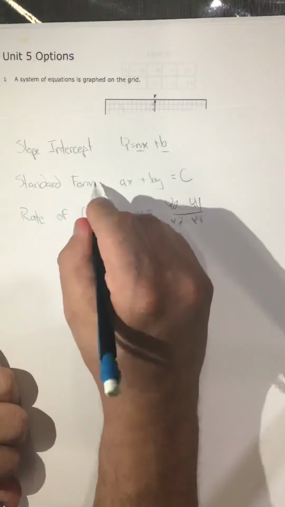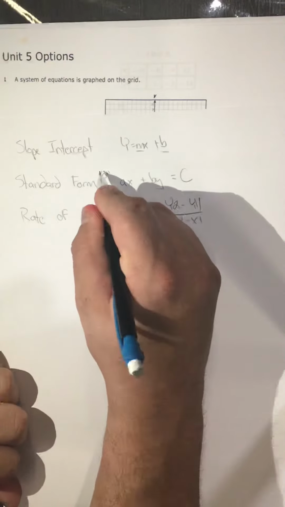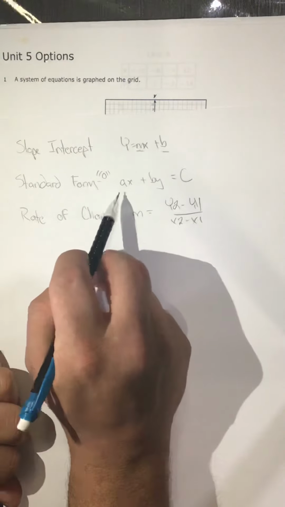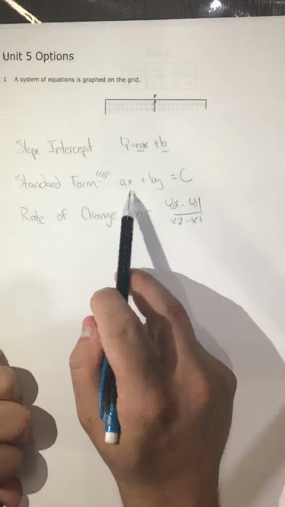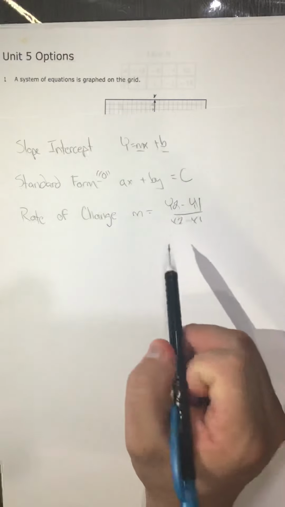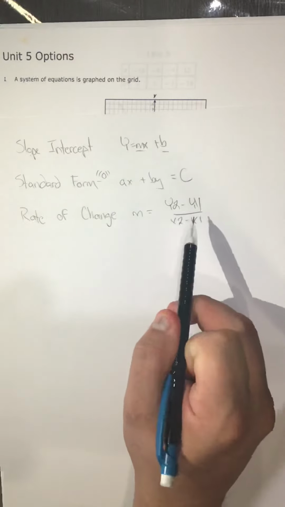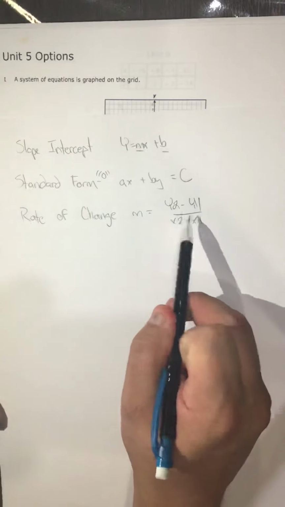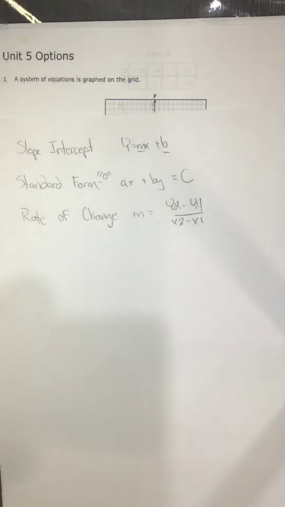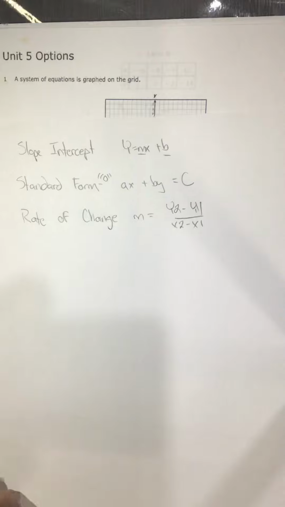We know that with standard form we use 0, to take out x, b, y, and c. And then right here, you need to know how to plot your points, know which one is x and which one is y to be able to get our rate of change.